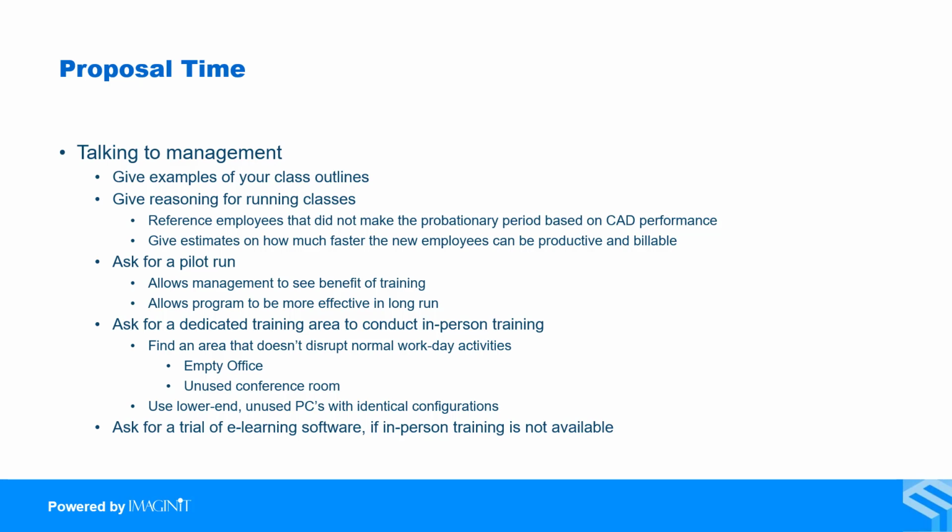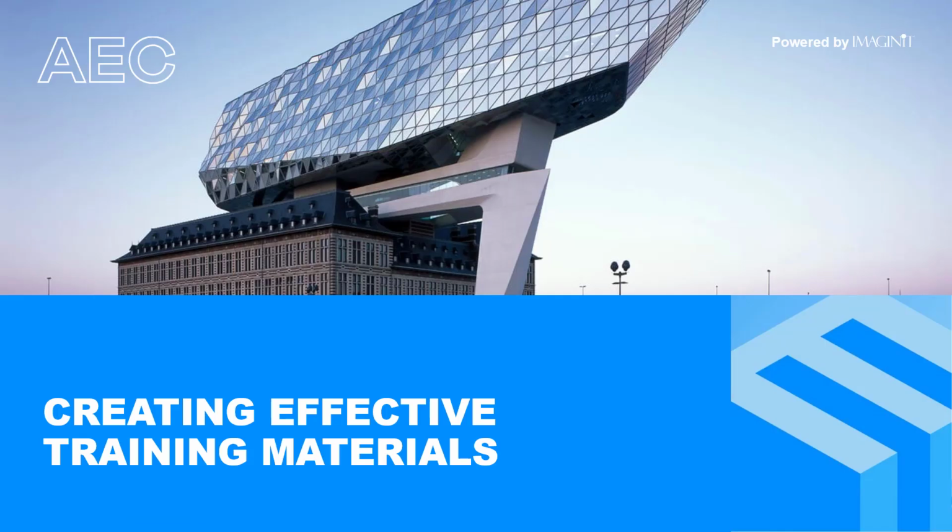Generally, ask for a dedicated training area to conduct in-person training. Find an area that doesn't disrupt normal day-to-day activities like an empty office or an unused conference room, and use some lower-end unused PCs with identical configurations. If you plan on doing e-learning, ask for a trial of e-learning software if in-person training is not available. That way you can go through the trial. It's typically 30 days. Kick the tires, see if that's going to get you what you want.